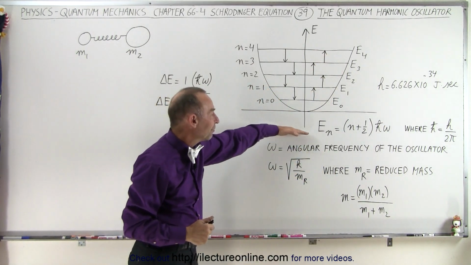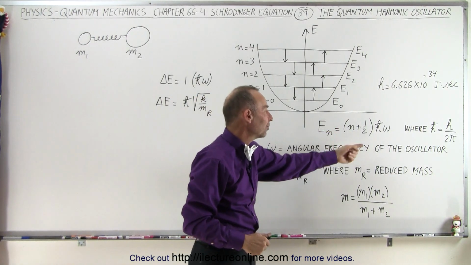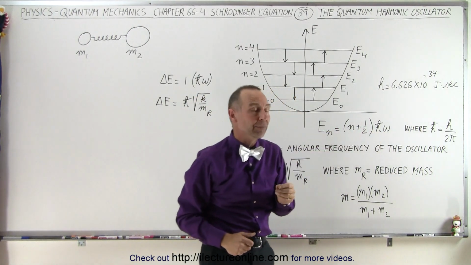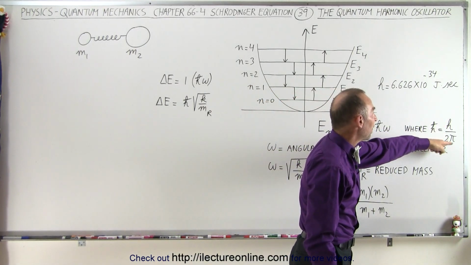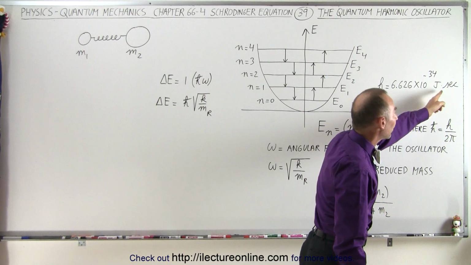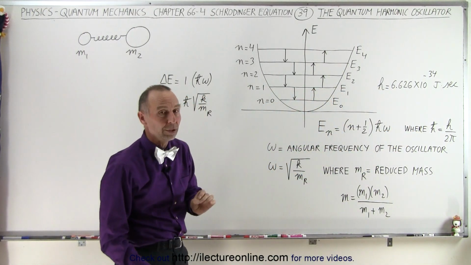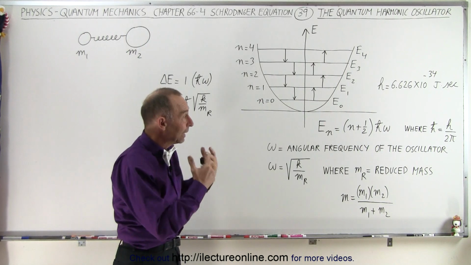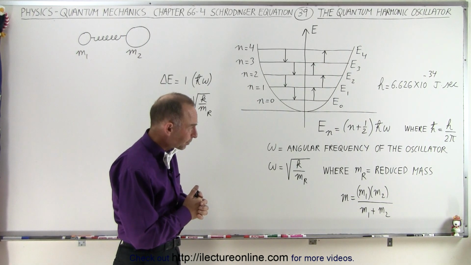The energies can be defined as follows. E sub n is equal to n plus a half times h bar times omega. Now h bar is a constant. It's Planck's constant divided by 2 pi, and Planck's constant is defined right here. It's a very, very small number, but it's a very important number in the world of the quantum, or I should say in the quantum world.